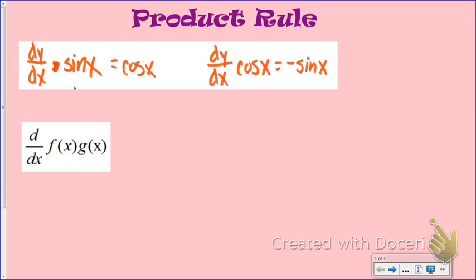Alright guys, today we're going to look at one of the last new things we're going to have about derivatives, and this is something called the product rule. But before we learn the product rule, we're going to learn two new derivatives, and that's going to be the derivative of sine of x and the derivative of cosine of x.